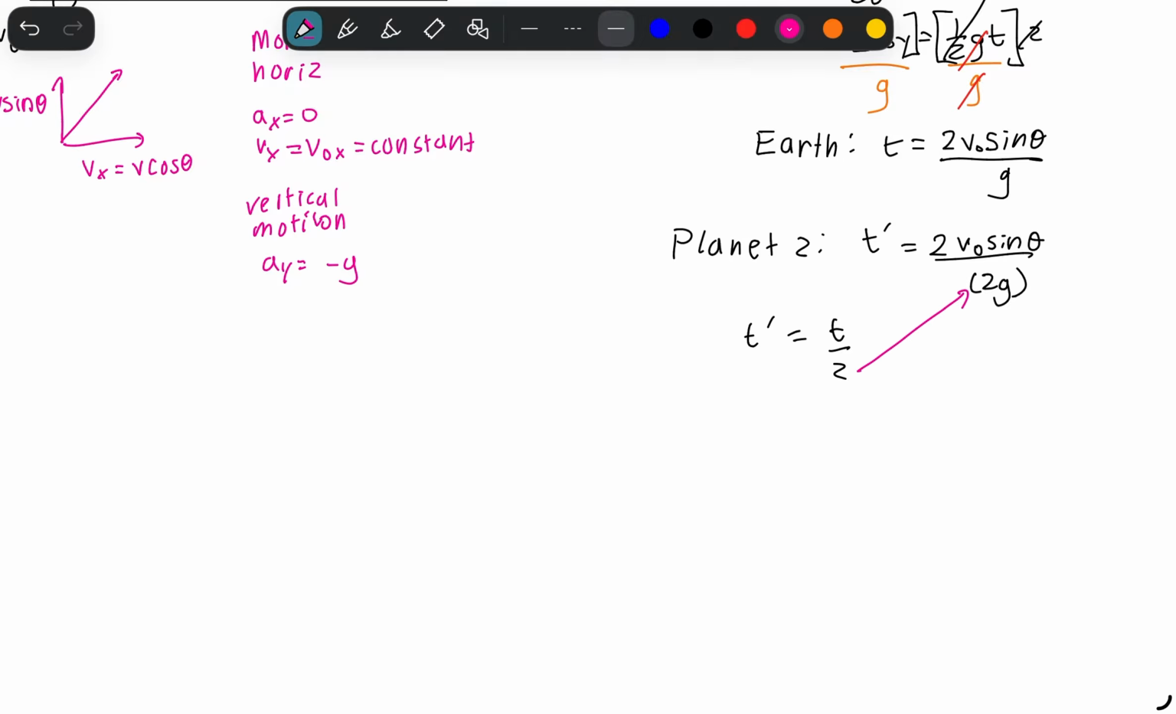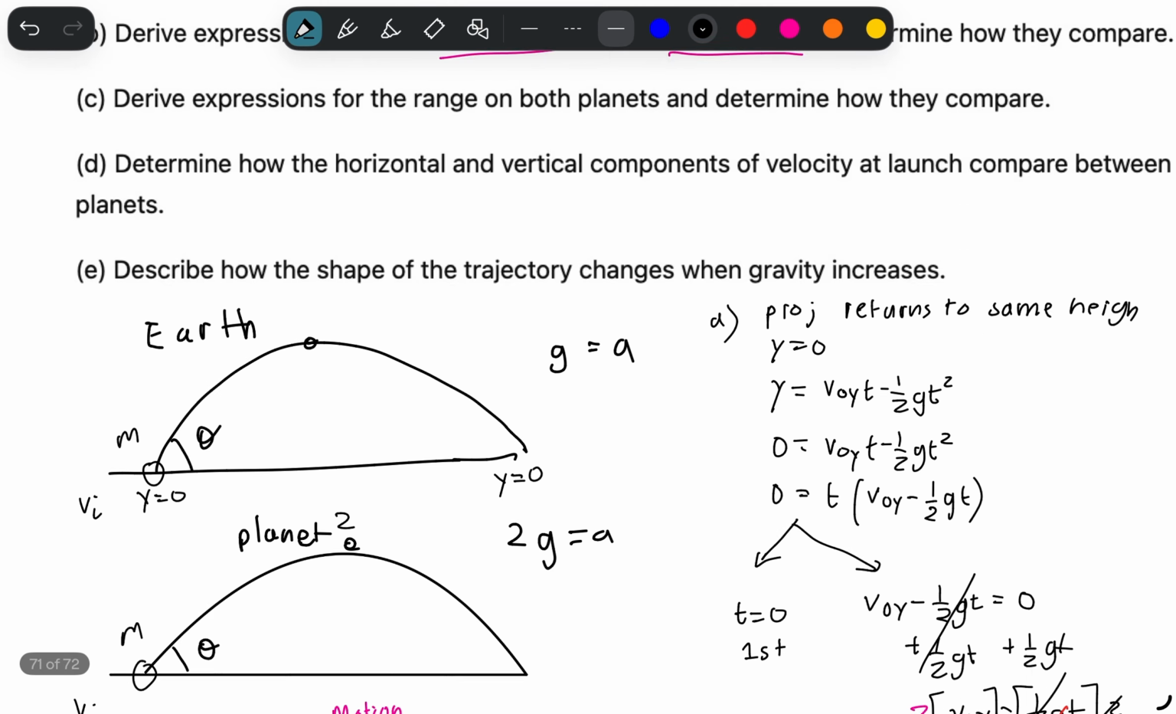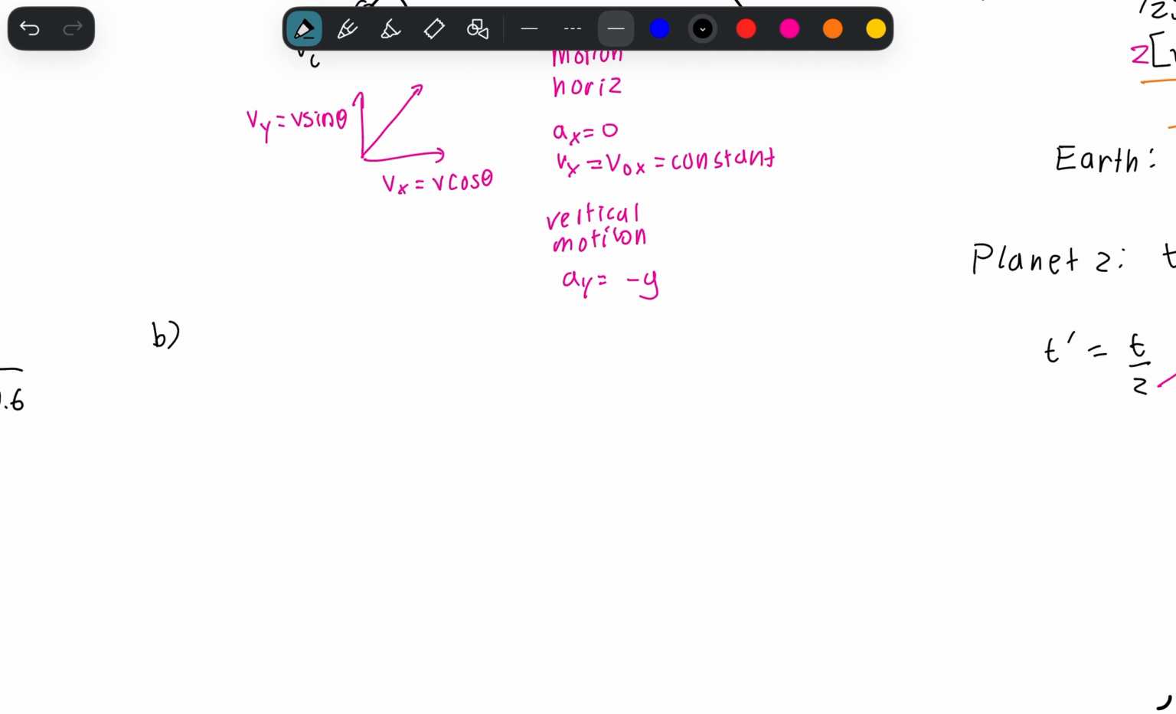Now, for our next question, we want to find what the maximum height is going to be on both of our planets, and determine how they compare to one another. In order to do this, we know that at max height, your vertical velocity is equal to 0. So Vy squared is equal to V initial y squared plus 2 times your acceleration in the y direction times the change in your vertical height, y. If you plug in your values, Vy is equal to 0, right?